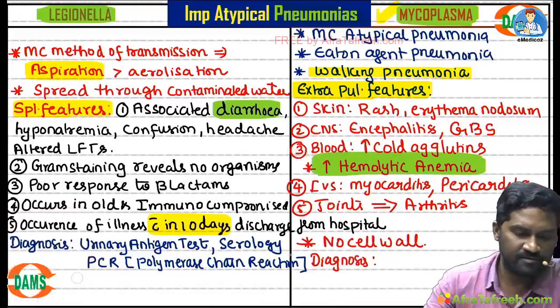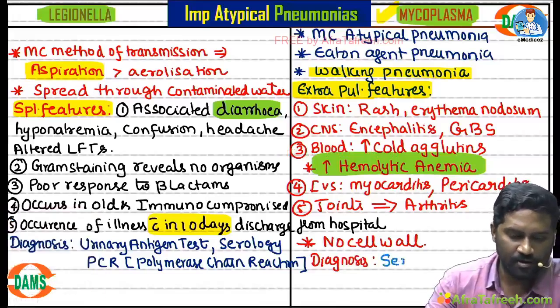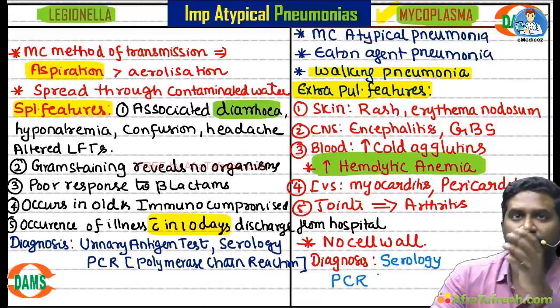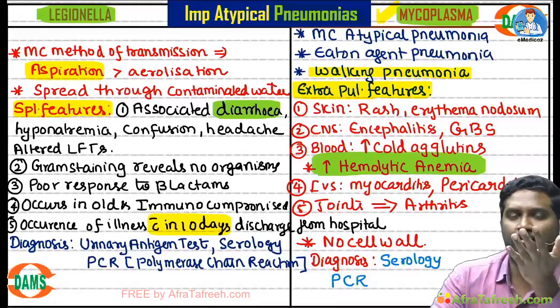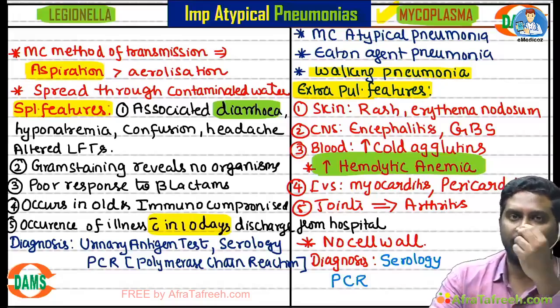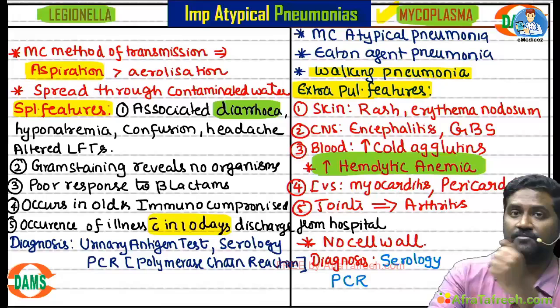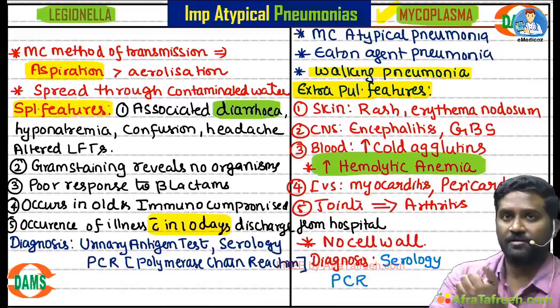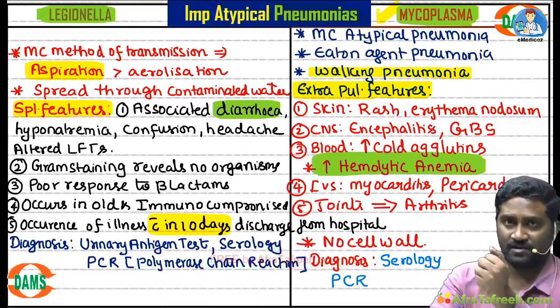For diagnosis, here we rely on serology. Look for antibodies, and if available, we go for PCR. See, the diagnosis for Legionella and mycoplasma is nearly the same. Whereas Legionella has a specific urinary antigen test, for mycoplasma we go for serology to look for antibodies against mycoplasma in the patient's blood. If available, we try to identify the genetic material through polymerase chain reaction.